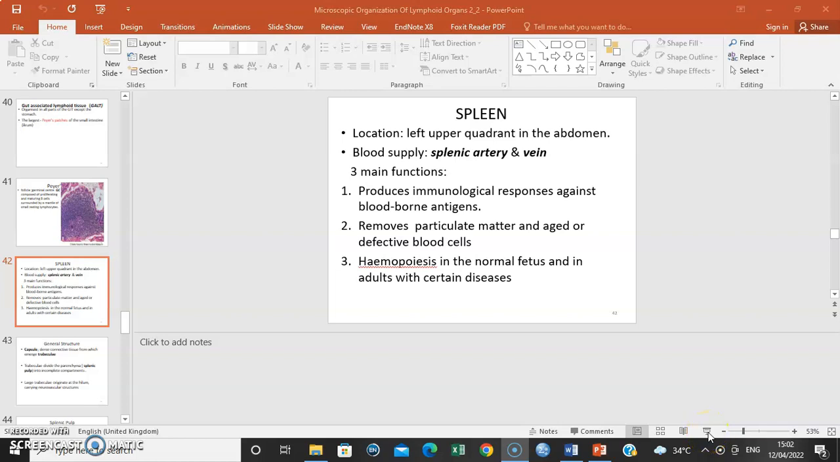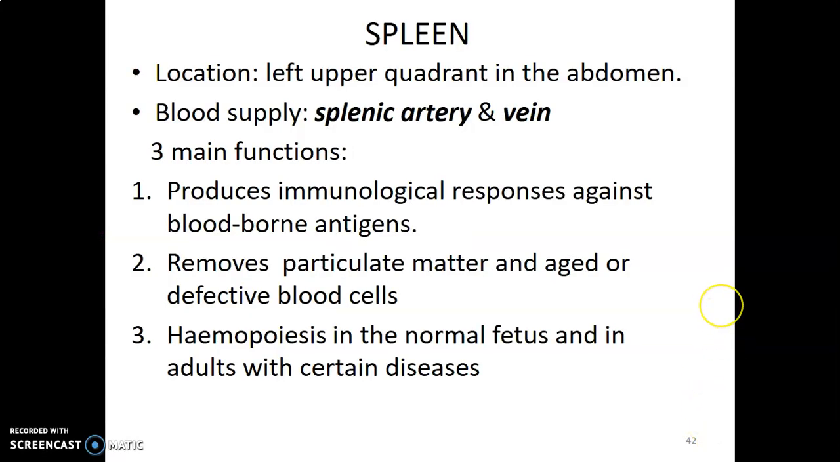My last lecture was cut short at the spleen when we were talking about the immune tissue. So I'm just going to wind up on the histology of the spleen. The spleen is a lymphoid organ located in the left upper quadrant of the abdomen, and it's mainly supplied by the splenic artery and vein. And the splenic artery comes from the celiac trunk.